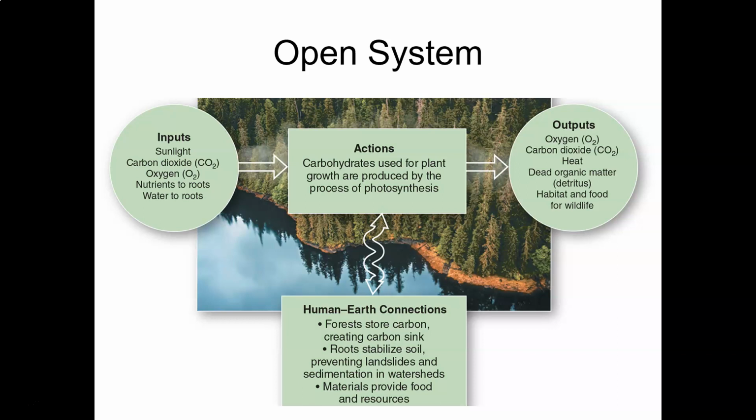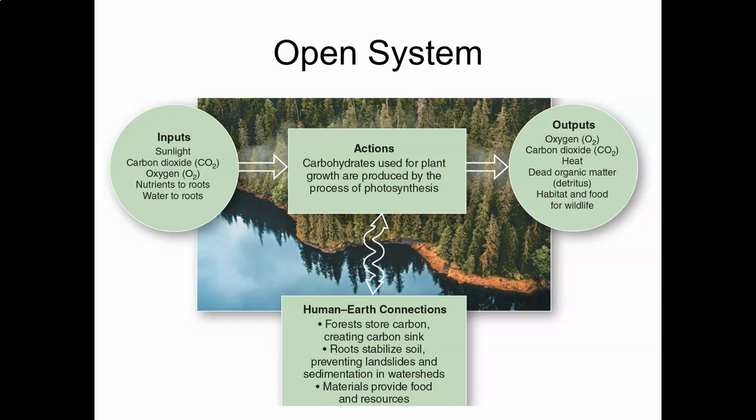There are outputs from the forest system. It puts out oxygen, carbon dioxide, which is what it took in. It also puts out heat. And then when trees die or leaves die, that's organic matter. Animals feed upon the plant, and eventually they die. And that's part of the entire system. So this is an open system.